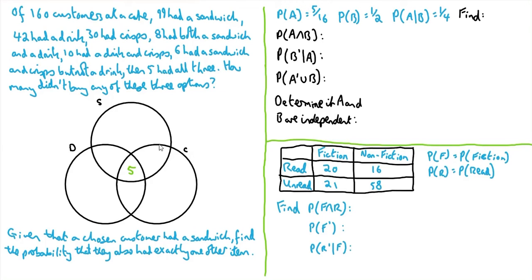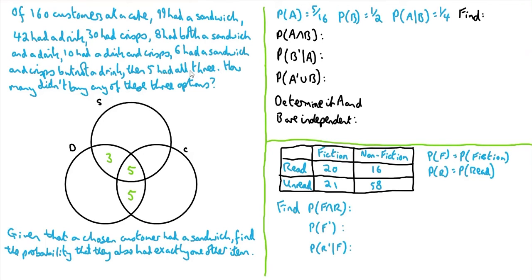Then for the other intersections, we have here that 8 had both a sandwich and a drink. So find sandwich and drink, that's S and D. The overlap of those two circles is this whole thing here. That includes this 5. So if 8 are in this whole intersection, we've used up 5, that only leaves 3 to go in this overlap here. In a similar principle, 10 had a drink and crisps. Well, drink and crisps, their overlap is here. If it's 10 in total and we've already used up 5, that leaves another 5 just having a drink and crisps, but not a sandwich.